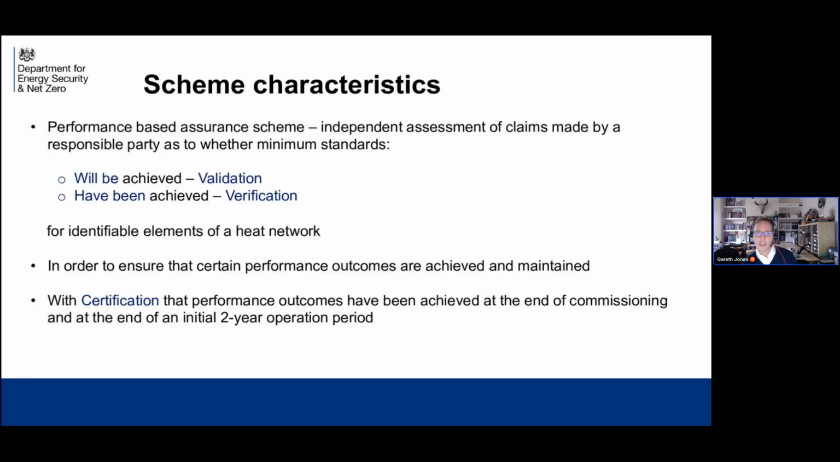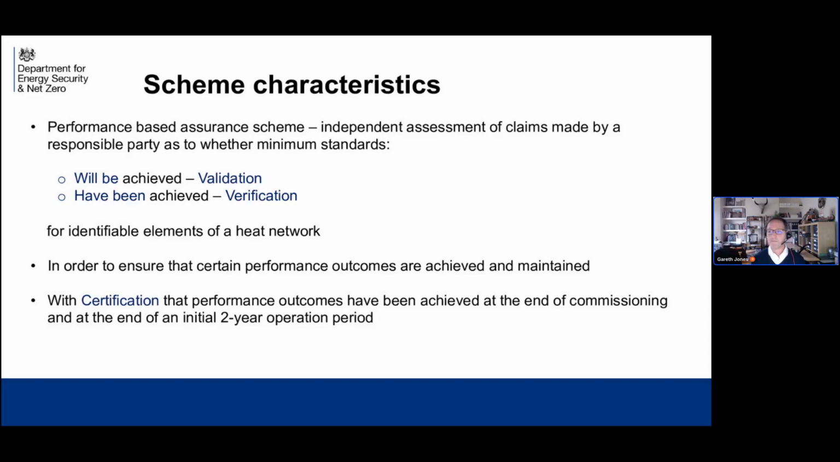With regards to the scheme itself, as mentioned before, it's an assurance scheme, it's performance-based. So there is independent assessment of claims made by a responsible party as to whether minimum standards will be achieved. So this is the idea of prevention. This is validation of a claim against a future state: will this design achieve this performance outcome, or have they been achieved?